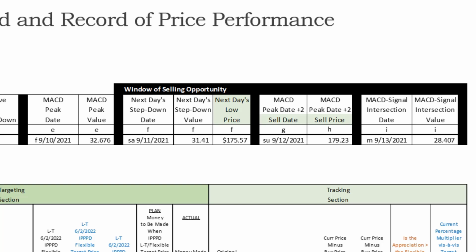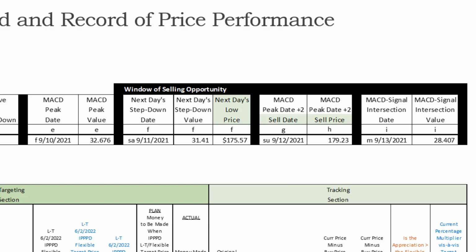Yes, it is. G, enter the date of the third day, peak date +2, Sunday, September 12th, 2021, which will be the sell date when a limit order is placed at the low price in the prior column. H, enter the sell price executed for the limit order sell trade. It likely will be the market's open price, $179.23, since our limit order was the prior day's close price to be executed at the open.